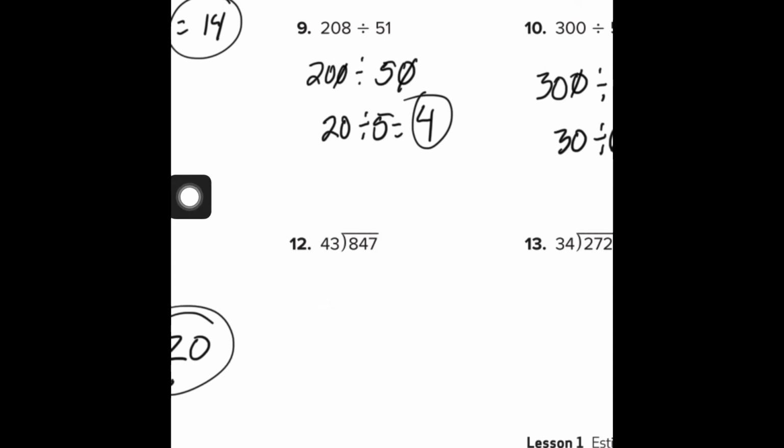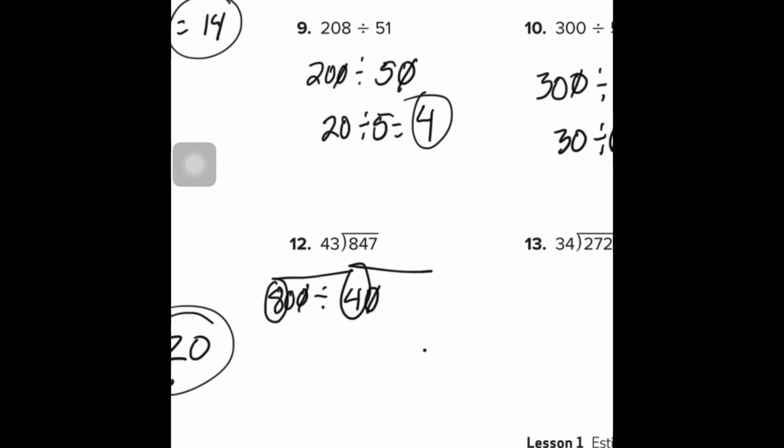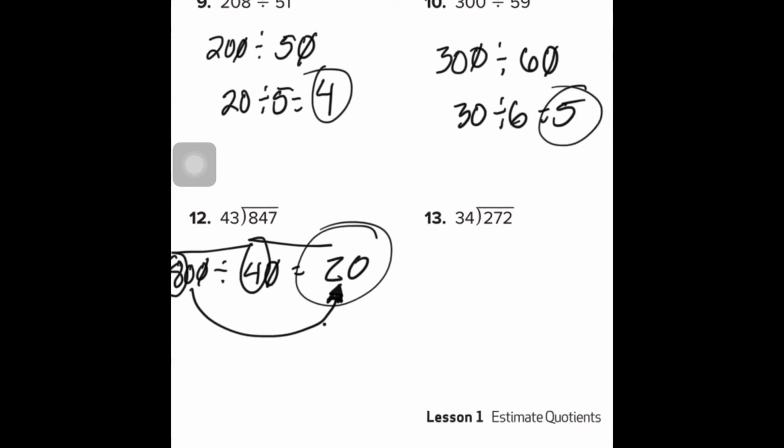Okay, take that divisor and round it first. 40 is what I'll round it to, and find a compatible number. 847, what can be compatible with 40? I know 8 is compatible with 4. Let's cross off the zeros. So now we have 80 divided by 4. I know 8 divided by 4 is 2. Then I've got to bring that extra 0 over. Draw a better arrow in the process. And my answer is 20.